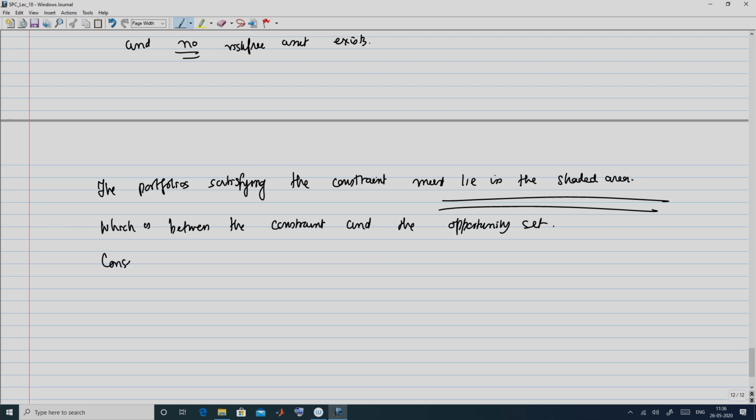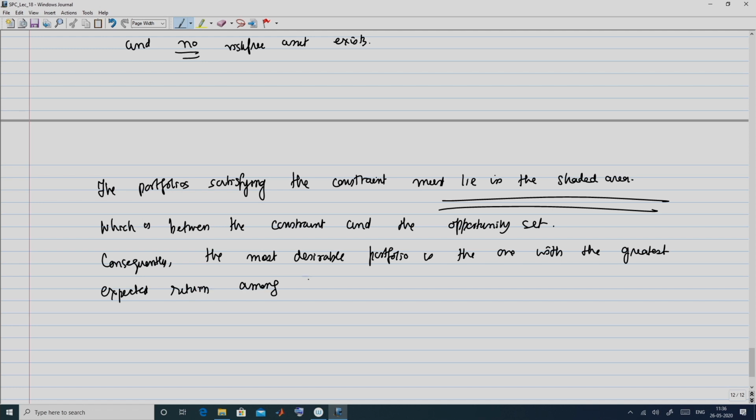And so, consequently, the most desirable portfolio is the one with the greatest expected return among the portfolios in the shaded region.